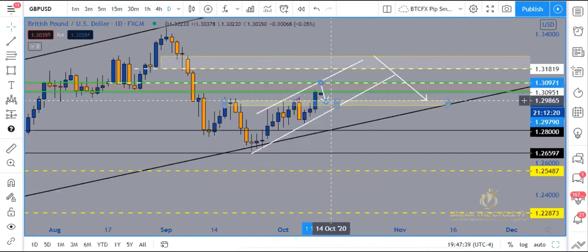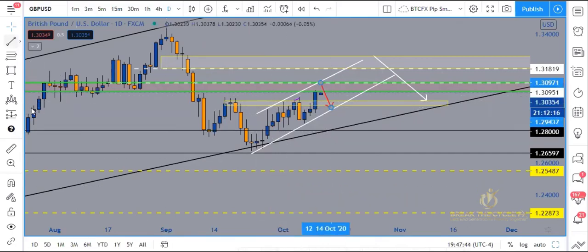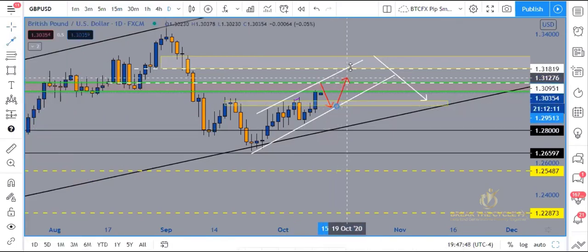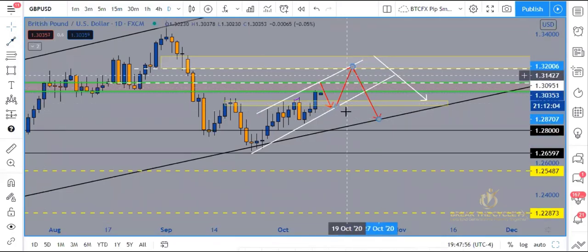Sorry, let me make this a different color. Boom. And then rejection back up to the next level. Boom. And then we could see something like that, right?